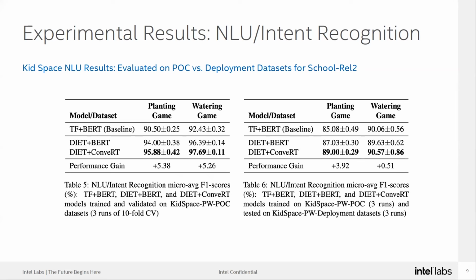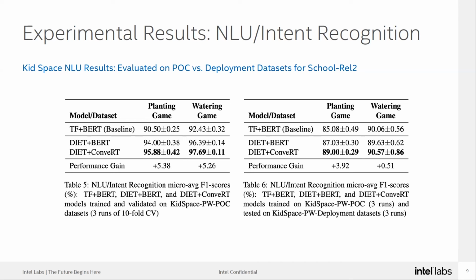As you can see, switching from transformer to DIET adds around 3 to 4% improvements, plus switching from BERT to ConveRT adds 1 to 2% improvements. But when we check the deployment data, when we test the same models, I mean, the models are still trained on the POC data, but this time tested solely on the deployment data, we see a performance degradation of around 7% for both games.